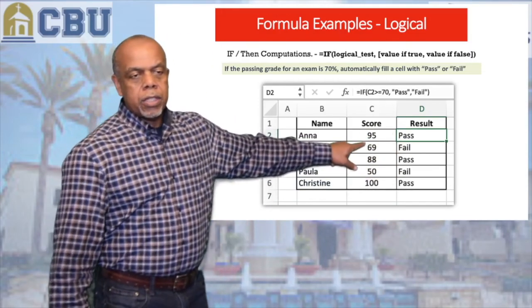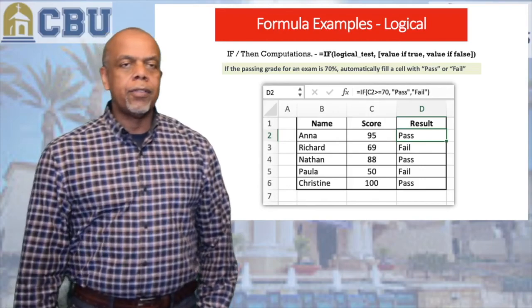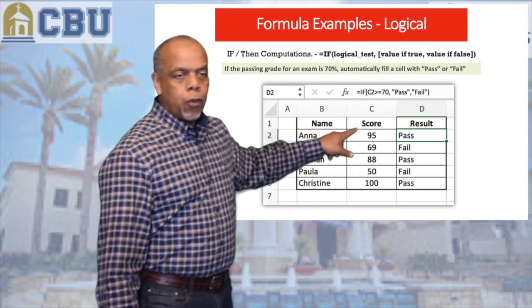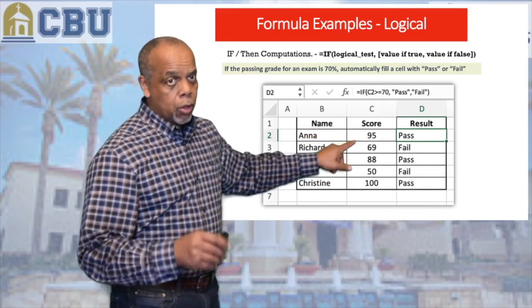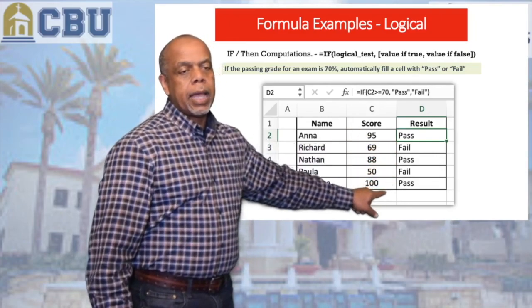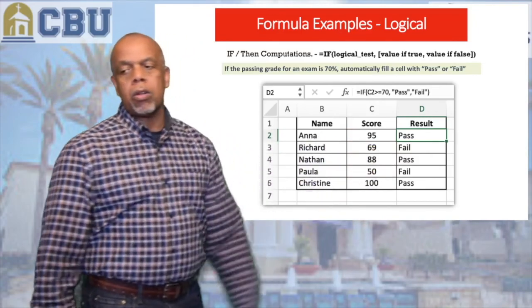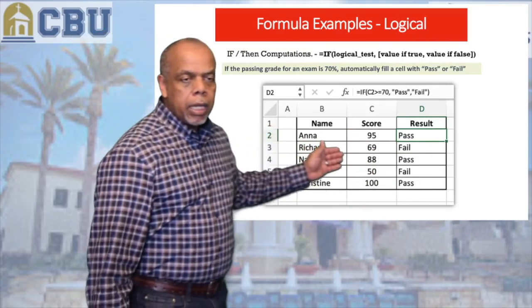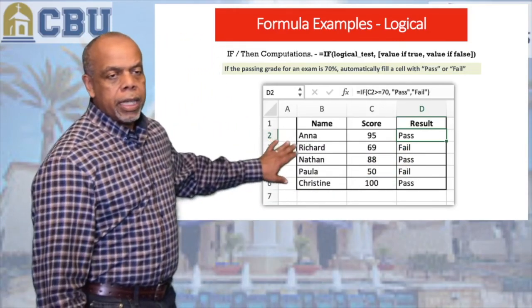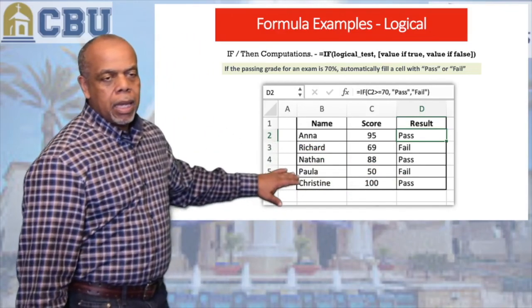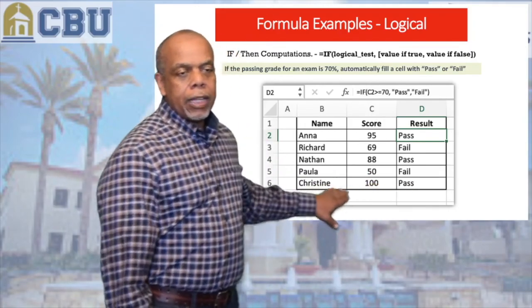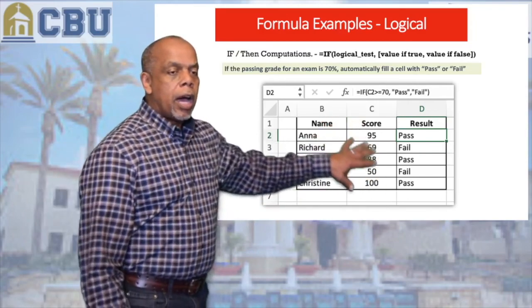And now you see this individual score, Anna, she has 95. 95 is greater than 70, so it printed pass. Once I wrote that formula one time, I used my little cursor trick that we talked about earlier, and I grabbed it right here in the corner and dragged down, which copied that formula into all of those cells. So now you see Richard, he made a 69, and it automatically populated with fail. Nathan, 88, populated with pass. Paula, she made a 50, and a fail. Christine made 100, pass. So you see, it automatically did this.